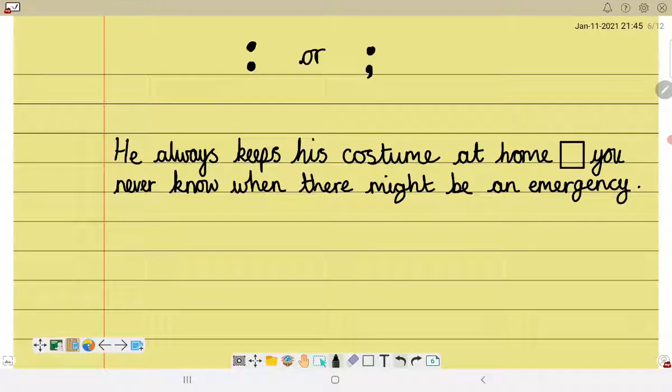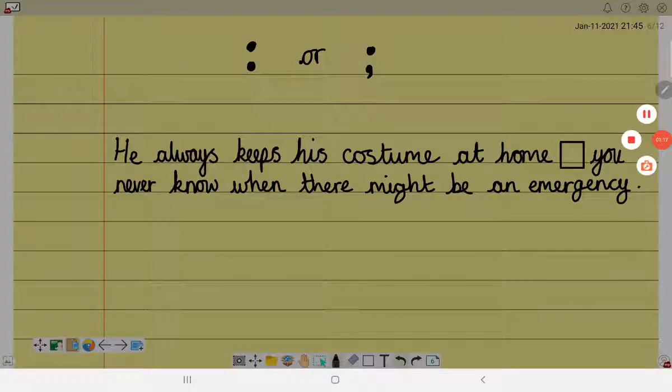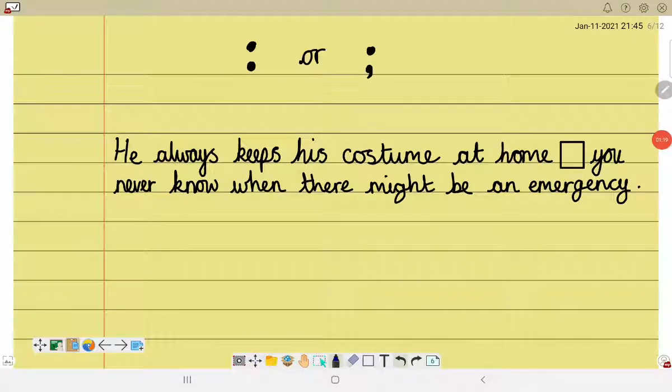So pause the video, read this sentence, and see if you can work out whether we would use a colon or a semicolon in this sentence. A good way to work it out would be to read the sentence with either the word because in it, or and, or but. Let's try because first. He always keeps his costume at home because you never know when there might be an emergency.